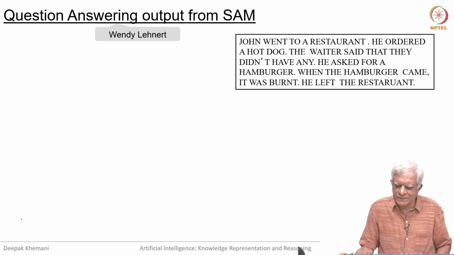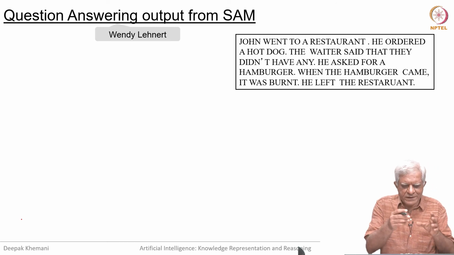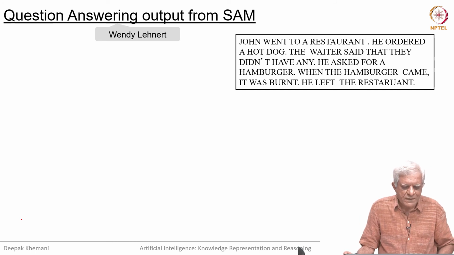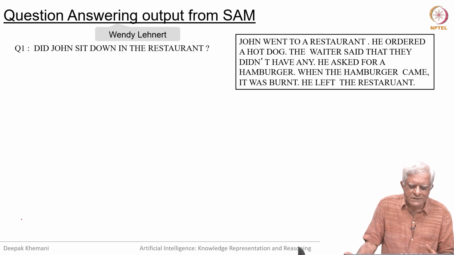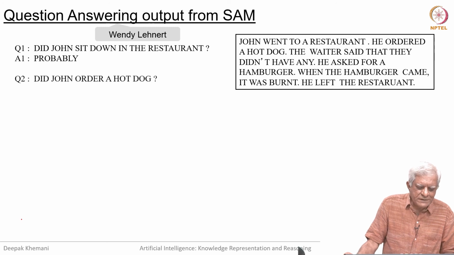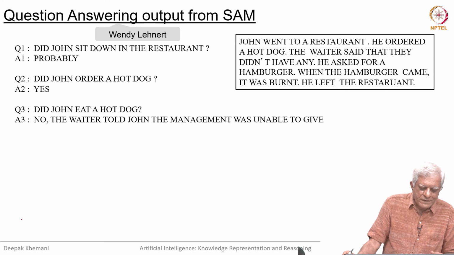So, this is the same story that we talked about, and let us look at some of the questions that Sam could answer, in between calling LE, this question answering system by Lehnert, and a text generator called Babel. Did John sit down in the restaurant? The answer from the system is probably. Did John order a hot dog? The answer is yes. Did John eat a hot dog? The answer is no. The waiter told John the management was unable to give it to him.